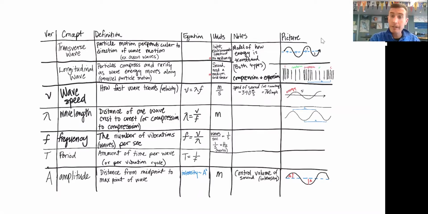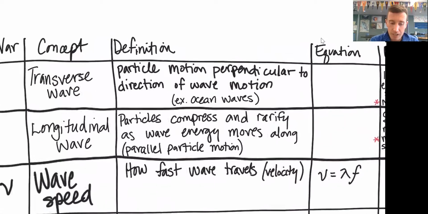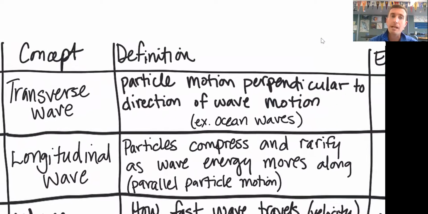Okay, so we're going to start with 2 different definitions of a wave. It's 2 different models of a wave. A wave is a way that energy is transferred through a medium. So we have 2 types of waves. They're called transverse waves and longitudinal waves. We're just going to start with the concept, no variables for these, they're just 2 definitions.